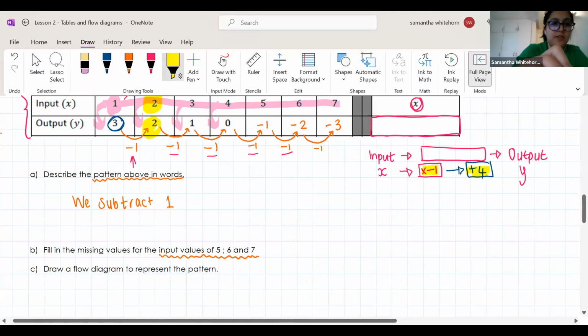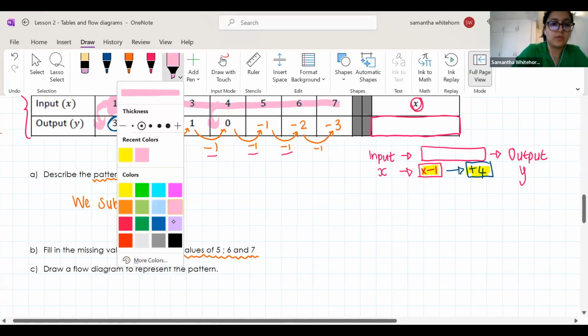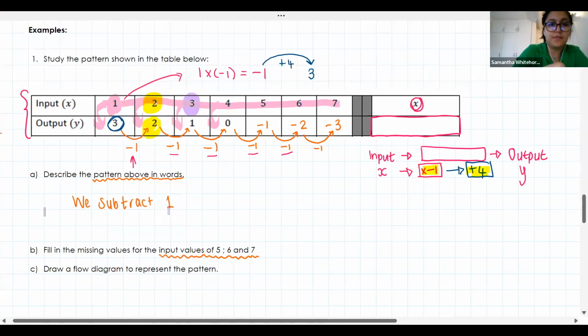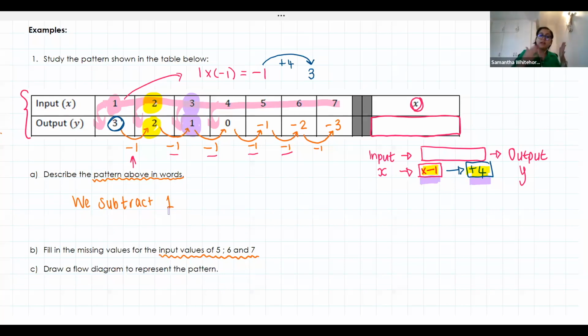If I go to my third input, so we're working with 3 now. 3 times negative 1 is negative 3. Plus 4 is 1. So what I see is that just by trying to figure out what I'm multiplying, what I'm adding, what I'm subtracting, I've been able to find my number machine rule that applies to this table.